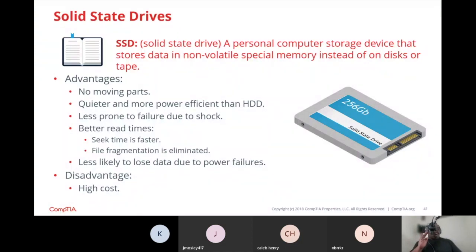So the disadvantage to SSDs is the high cost, but as of now, that's going down. When I first bought a 128 gigabyte hard drive, it cost me almost 150 bucks for 128 gigs. You can get one of those now for 30 bucks. And that happened almost recently, maybe within the last 12 months.